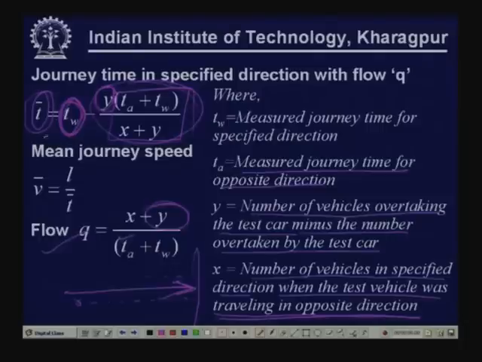Now, once you know this T value, the travel time, and the length is known, the mean journey speed can be calculated very easily.